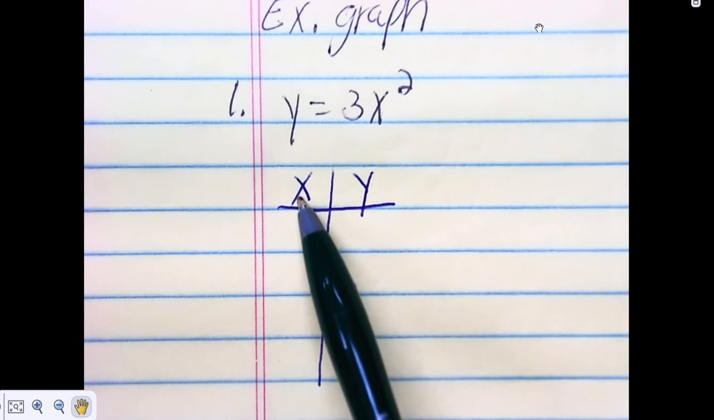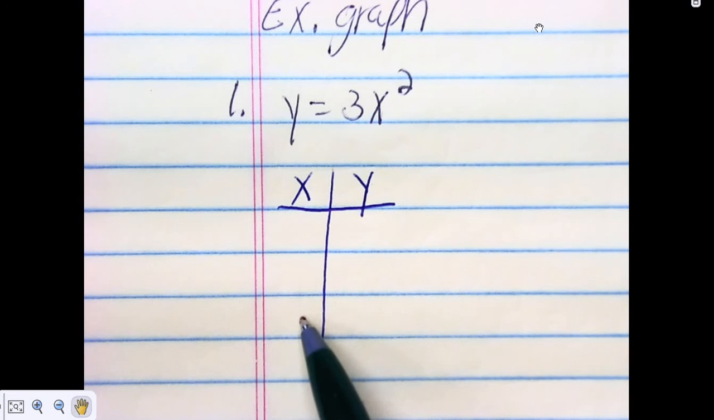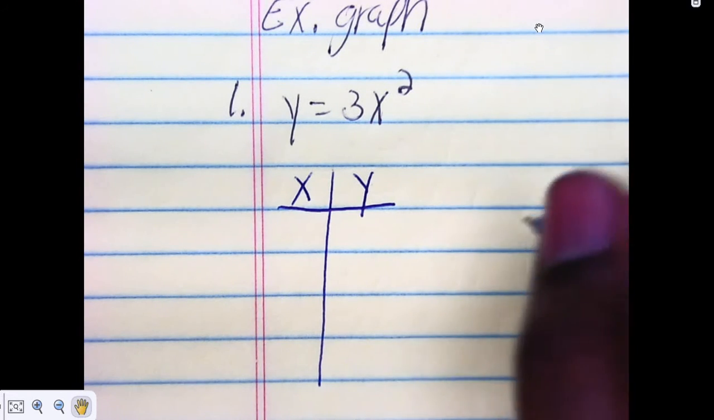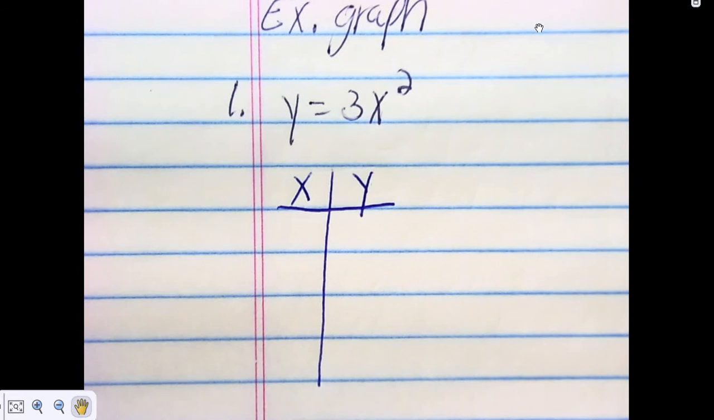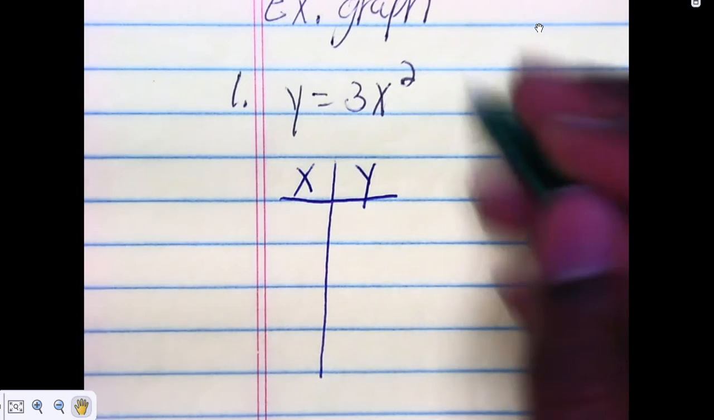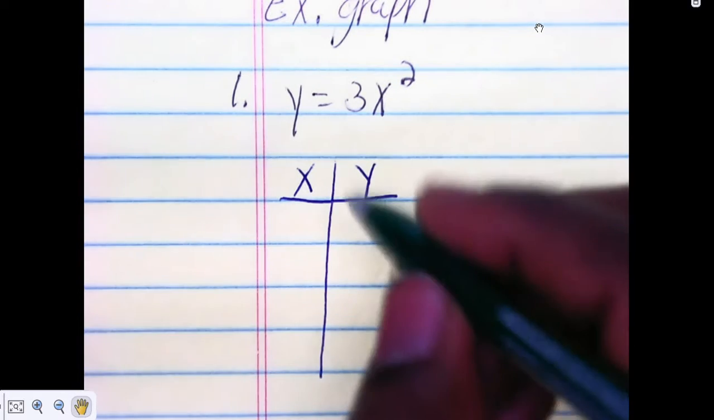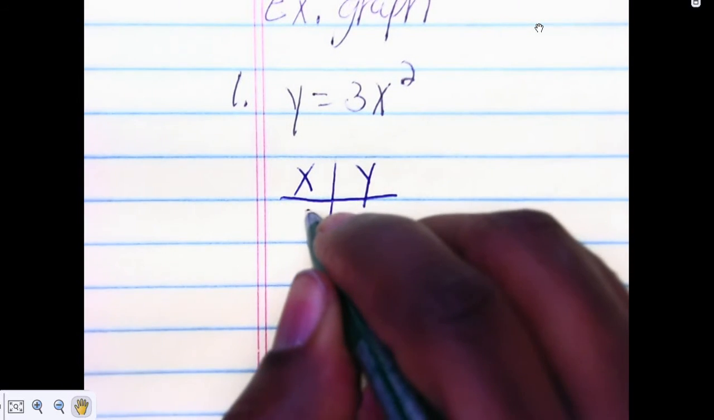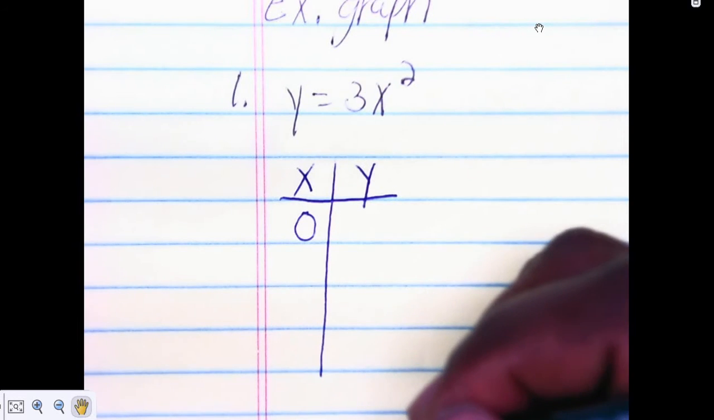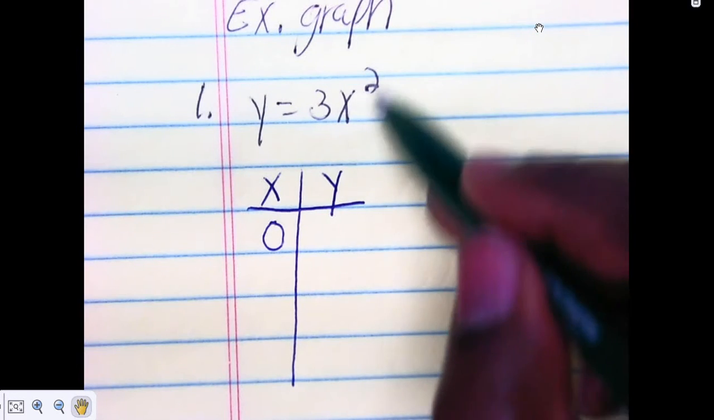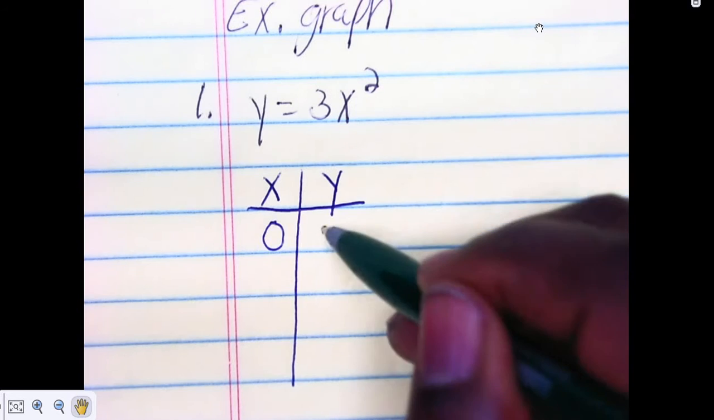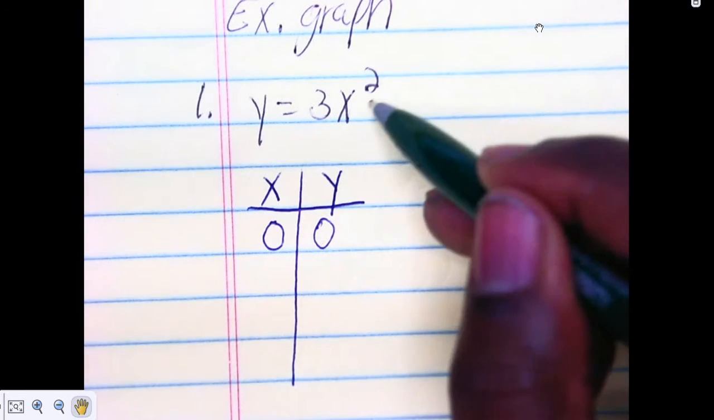And I always like to pick numbers like 0, 1, -1, -2, numbers like that. Sometimes depending on where your graph is, those may not work or may be too big, but always try. If you have a hard time, you can always make a table of graphs. So let's do that real quick. If I put 0 in for X, that'll be 0. 3 times 0 is 0. So the Y would equal 0.